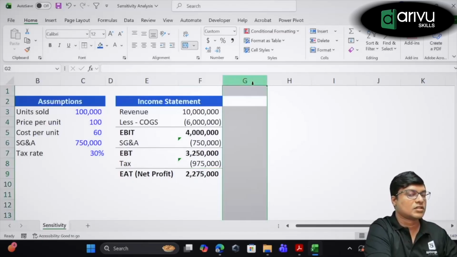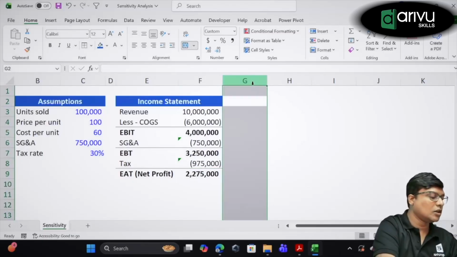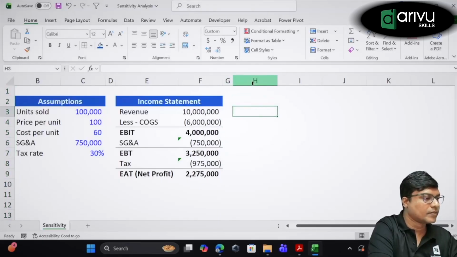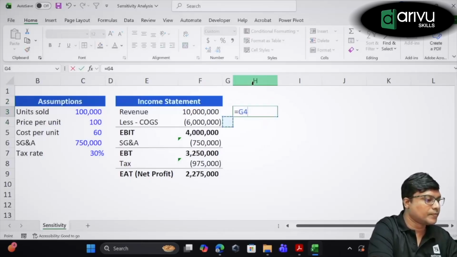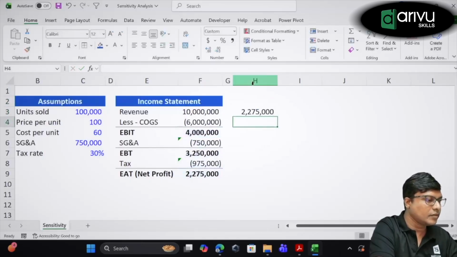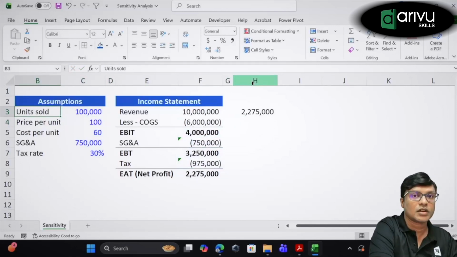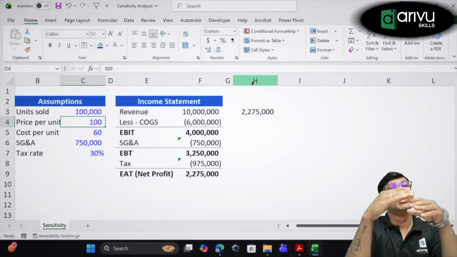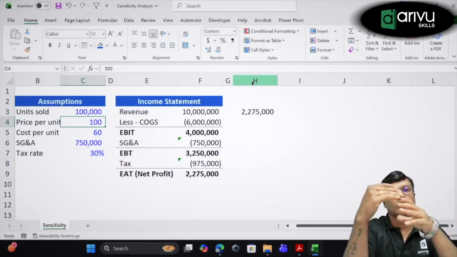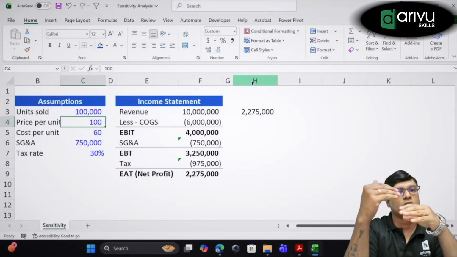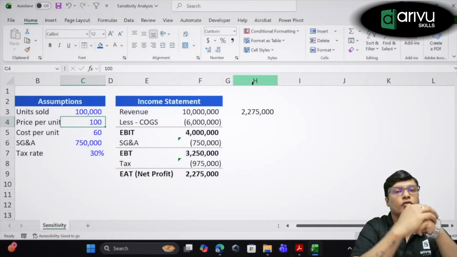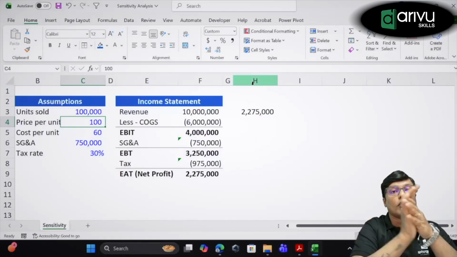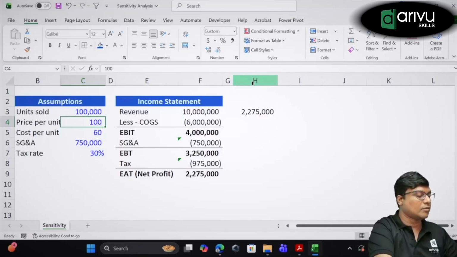So what we do is we build a sensitivity table. So let's reduce the width of the column. Then let me link the net profits here. Then I'll combine the price per unit and the units sold. In different scenarios, if the selling price is increasing or decreasing, units increasing or decreasing in the number of quantities sold, how it impacts the profits. So that is the combination that I'm going to do now.